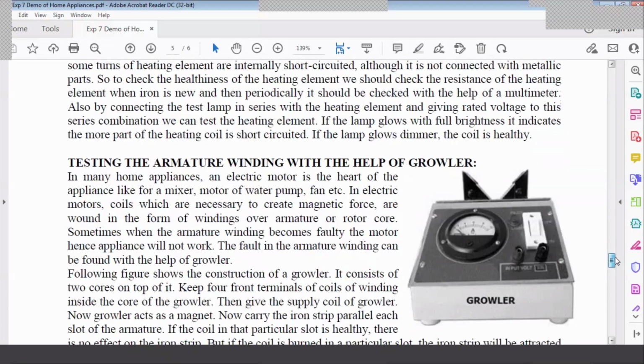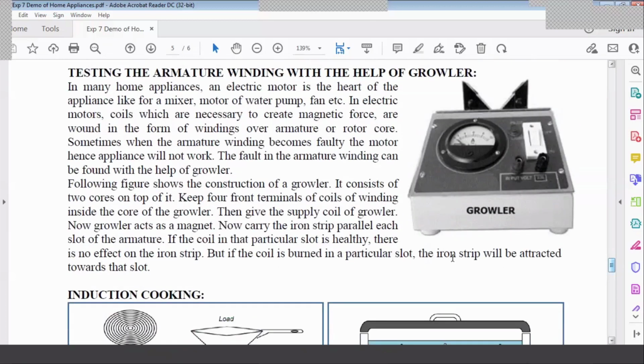Then comes the growler. Okay, so this is to test the armature winding of the motors. In our home we use various appliances that have motors, single phase induction motors, like the mixer grinder, the water pump, the fans. All appliances have motors inside them, mostly single phase induction motors. If some problem occurs in the winding of the motor, suppose armature winding, rotor winding, or rotor core, to check that winding we use that growler, right?